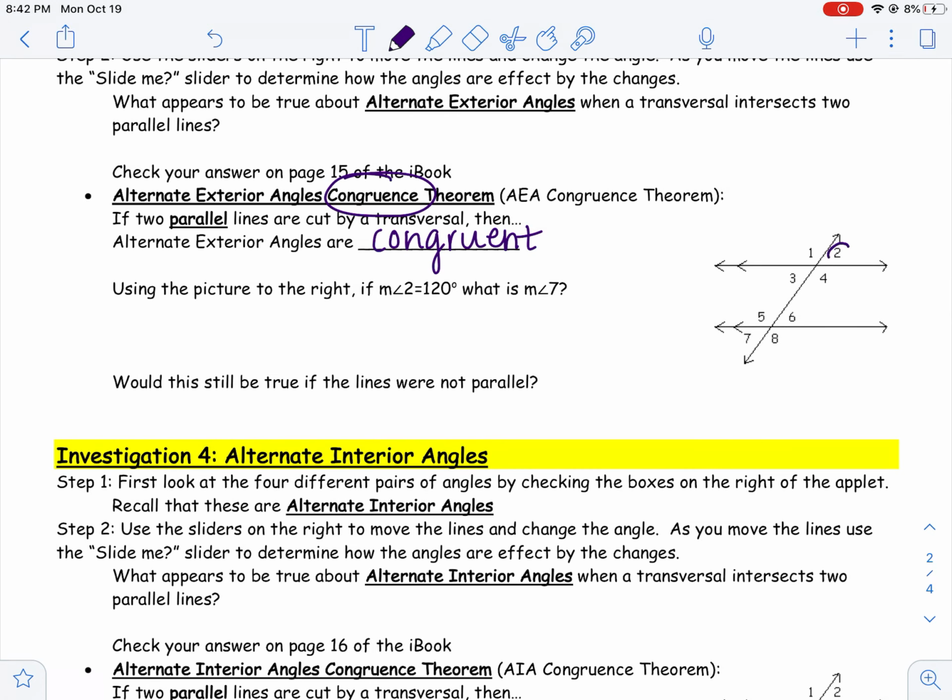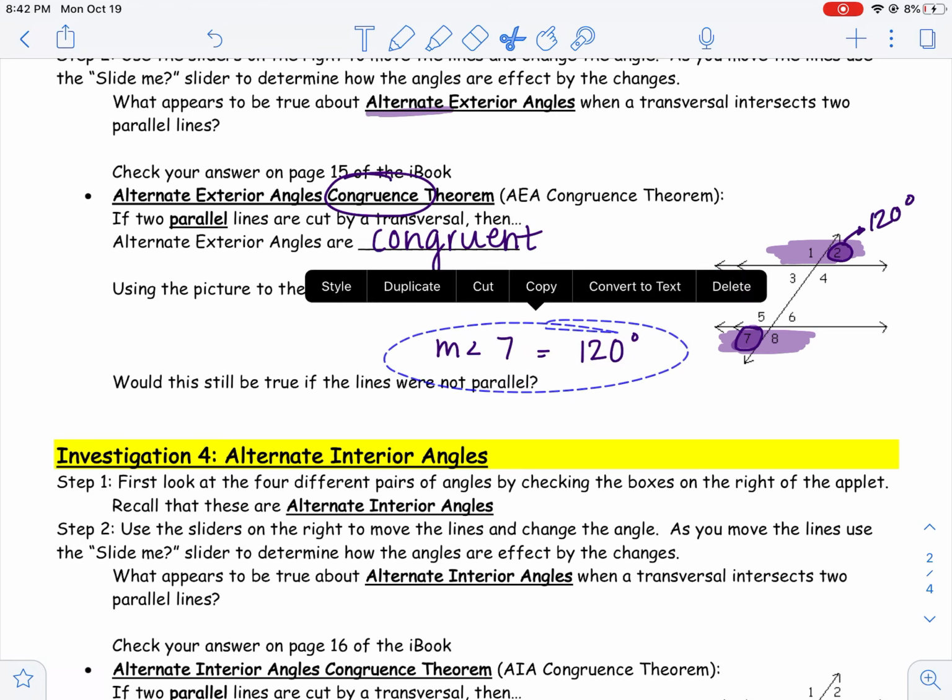Okay, so looking at the measure of angle 2, which we know to be 120 degrees, we want to know what the measure of angle 8 is. Well, first, let's figure out, are they alternate exterior angles? Okay, so we're looking at exterior angles. That could be 1, 2, 7, or 8. And I'm seeing the word alternate, so it has to be on opposite sides of the transversal. Indeed, they are. So I know that the measure of angle 7 is equal to 120 degrees, okay?